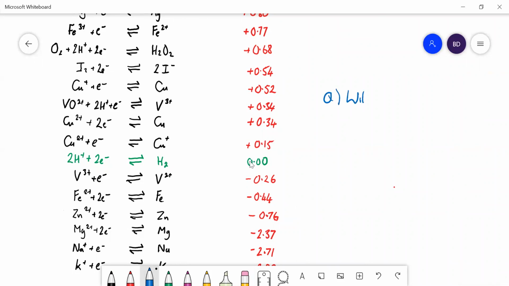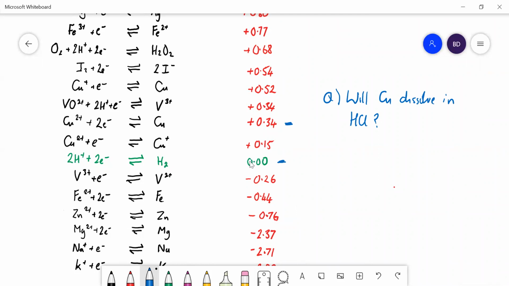will copper dissolve in hydrochloric acid? Okay, so which two half cells are we going to be interested in there? Well, we are going to be interested in the one with H+, because they're in acid, so we've got that one, and we'd be interested in this one here, copper metal. Okay, right. So now let's have a think about those two.